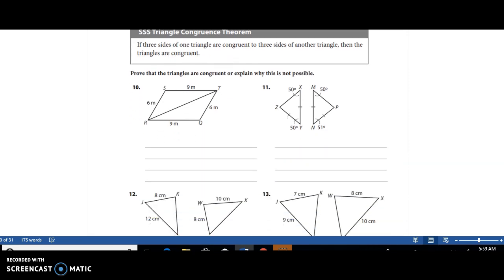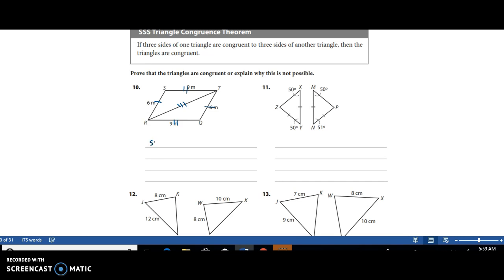Number 10. Prove that the triangles are congruent or explain why this is not possible. Let's see. This is 6 meters, this is 6 meters, this is 9 meters, this is 9 meters, and then the last side, RT, can we say those are congruent? Sure can, because they share it, right? It's the exact same one. So 1 mark, 2 marks, 3 marks.